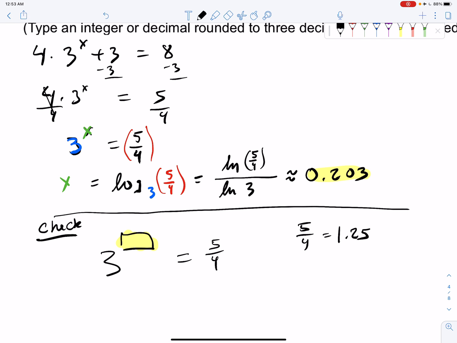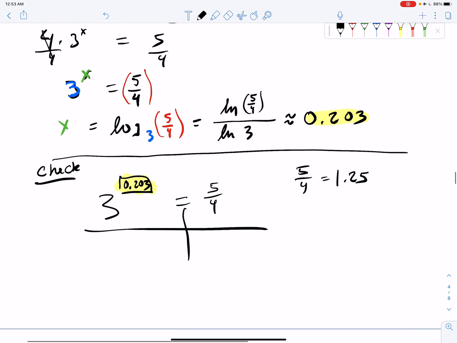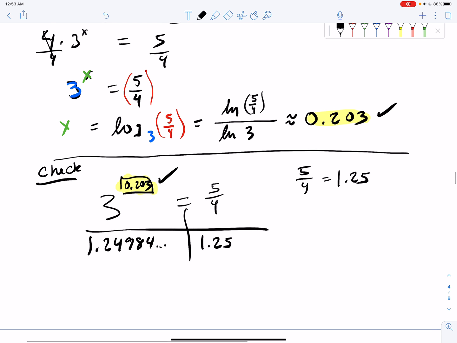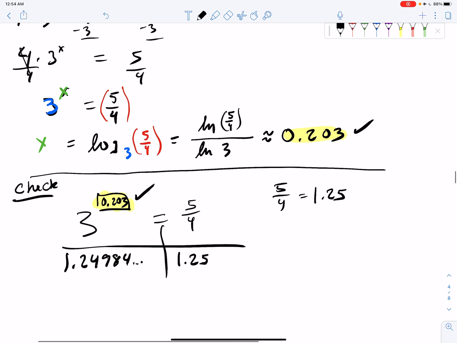So if I put this in my calculator, 0.203, and now we're checking. As a decimal, 5/4 is 1.25. I put 3 raised to the 0.203, and I'm getting 1.24984. So we almost got to 1.25, but we rounded it, so we couldn't get there exactly. That feels like a really good answer. It's not right on the money, but it's as close as it can be when you start rounding. All right, now let's move on to the next.